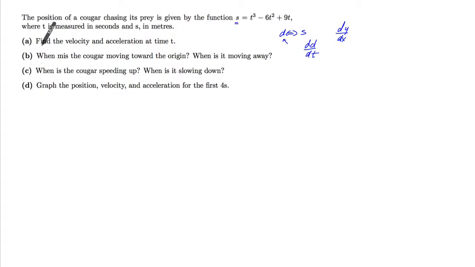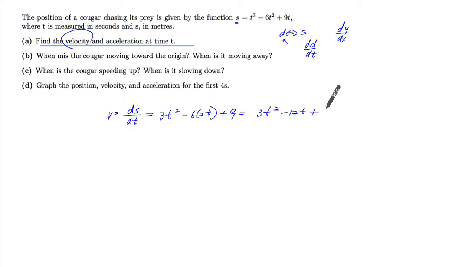Okay, so having said that, let's go on and answer the first one. Find the velocity and acceleration at time t. So velocity is the rate of change of the position with respect to time. So let's differentiate this. We get 3t squared minus 12t plus 9. So this is velocity as a function of time. Acceleration is dv over dt. Okay, so our second derivative of the position function. So we get 3 times 2t minus 4, which is 6t minus 12. Okay, that's part A.